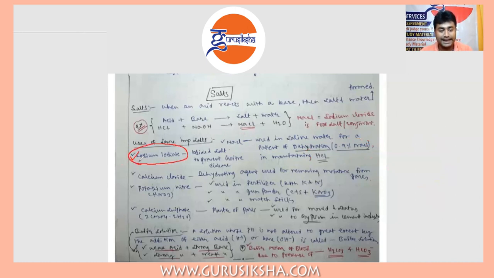Sodium iodide. So what are the uses of this sodium iodide salt? It is an iodized salt used to prevent goiter disease. Suppose you know the goiter disease. What is the goiter disease?